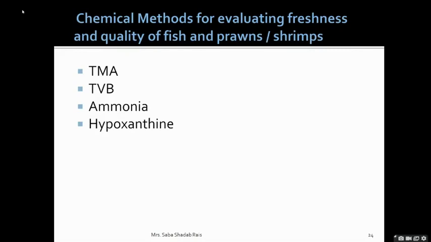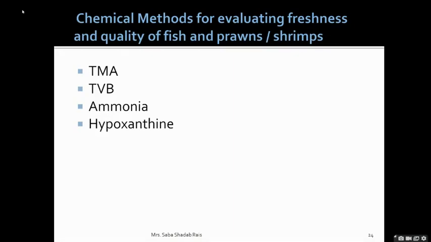Then next is the hypoxanthine. Hypoxanthine is a normal constituent of the fish flesh, but present in a very, very low concentration in the living animal. And after the death, the balance of the enzymatic reaction, which keeps it low and distributed, is disturbed. And because of that, the content of the hypoxanthine increases. So this is about the chemical tests.